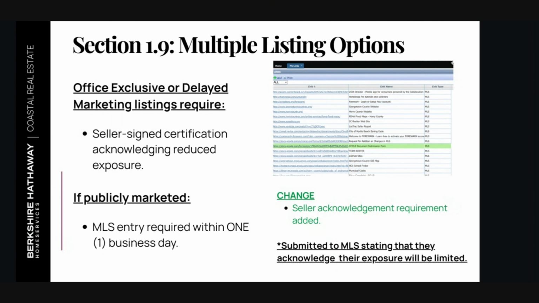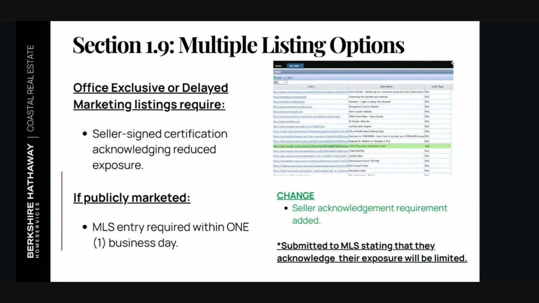So if somebody just wants the office to have the property, an office exclusive, and not have it marketed online, then that means it's not marketed. That means we're not sending emails internally to each other. That means we can talk about it, but you can't market it in any way. As soon as you market it in any way, within 1 business day it has to be up on the public site.